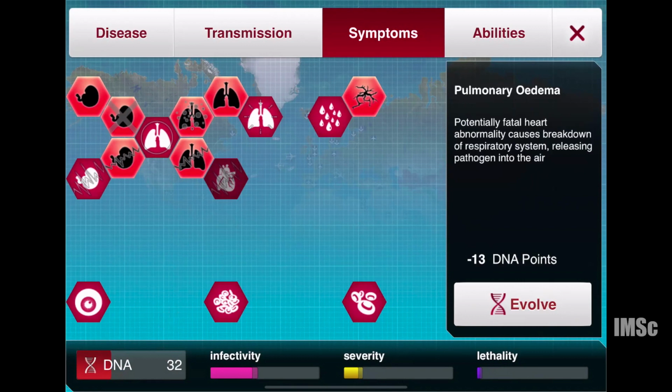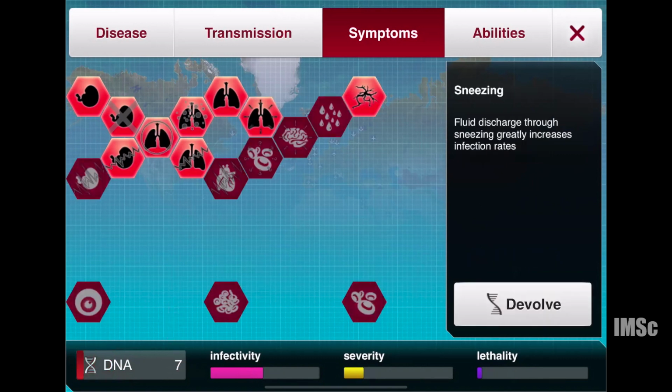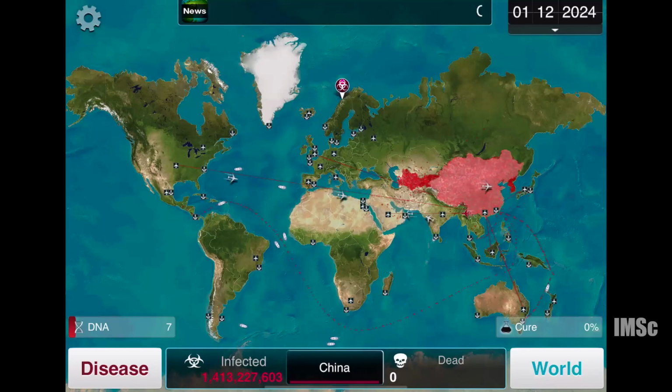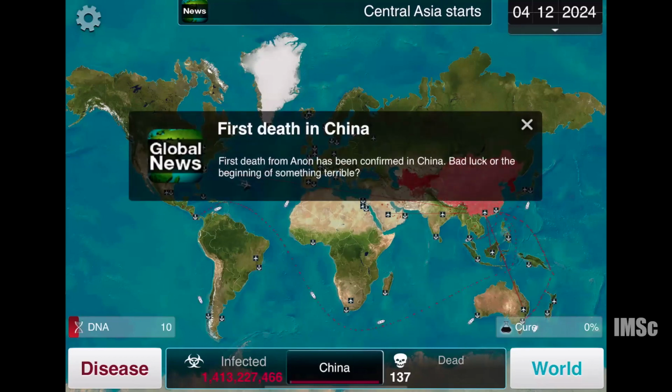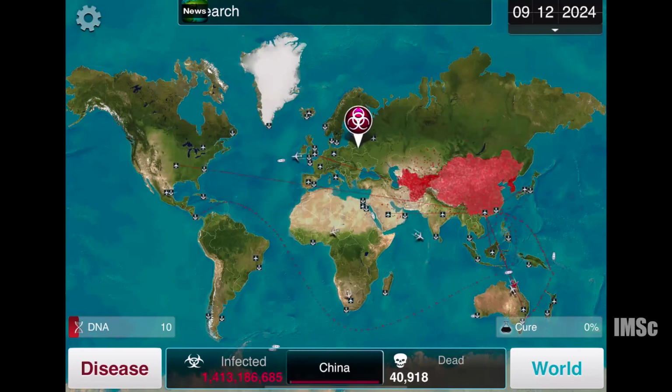Okay, sneezing people still feel we need to increase infectivity. Do we have money for both? Let's do both. Okay. Okay, let's go back. Lots of deaths, and you'll see that now this compounds really fast.